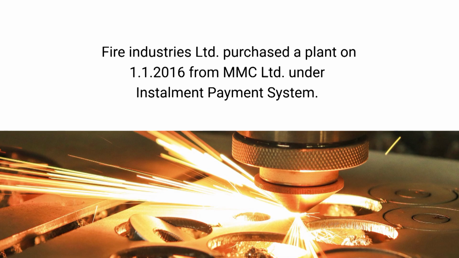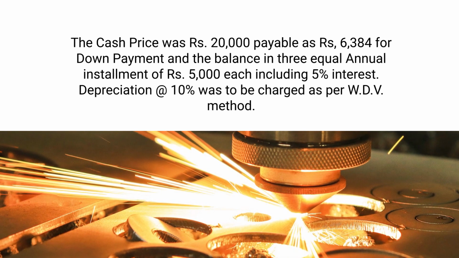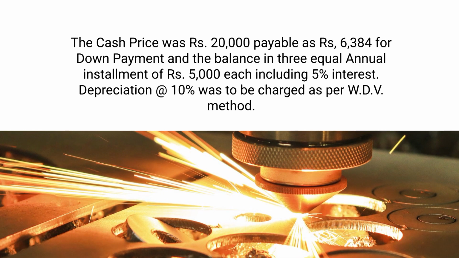Under the installment payment system, the cash price was rupees 20,000, payable as 6,384 as down payment, and the balance in 3 equal annual installments of rupees 5,000. So in total there are 4 installments: these 3 installments, and the 4th one is the down payment, which is principal. The 1,384 over the installment payment is known as the interest amount, total interest amount 1,384.